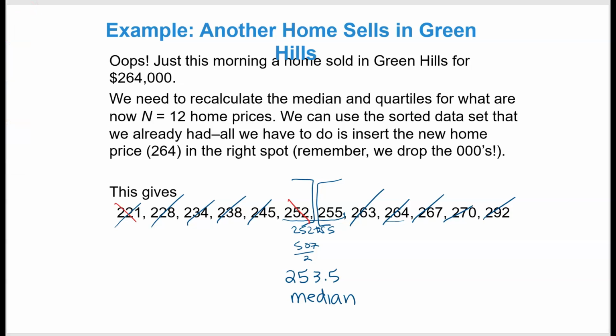So low, high, and we end up here. So we're going to do 234 plus 238. Make sure you hit enter after that and then divide by 2. So our Q1 is 236. Low, high, so we get 264 plus 267. Divided by 2, we get 265.5 is our Q3.